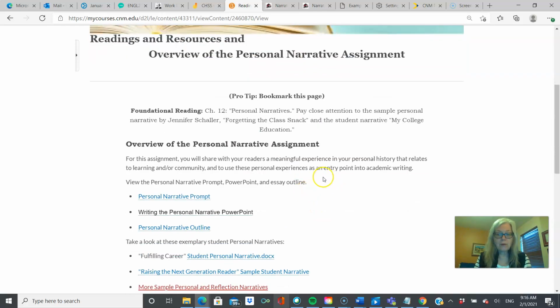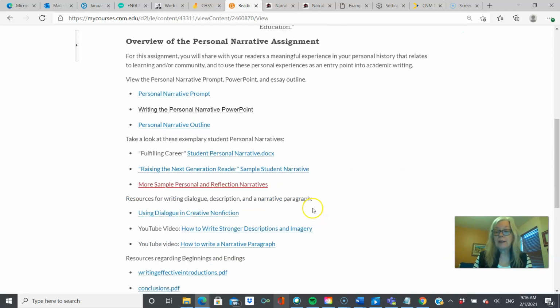Everything you need for, I shouldn't say everything, but a lot of what you need for your narrative is posted right here. And it'll be posted again next week, but I want you to be able to come back to this anytime you need to refresh your memory about the steps and tools for writing strong narratives.